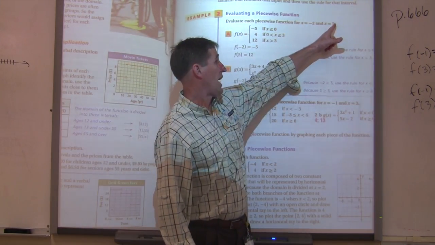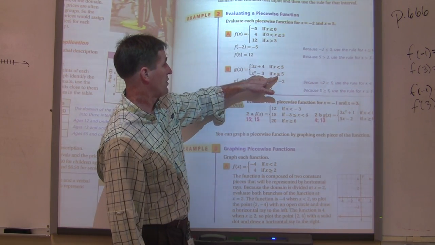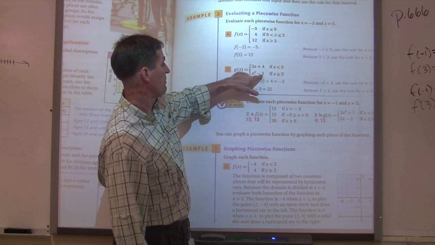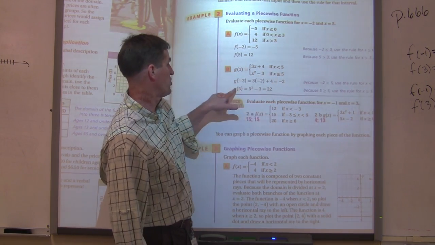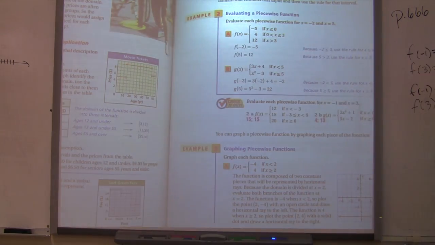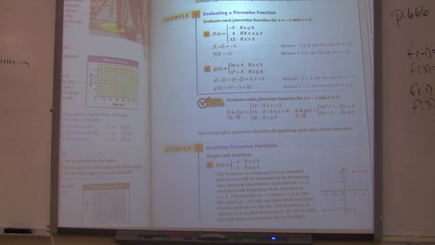For x equals 5, well, it's not less than 5, so it goes in here, 5 or greater. 5 squared is 25, minus 3 is 22, so g of 5 is 22. And then we've got some examples here to go through on the bottom there.